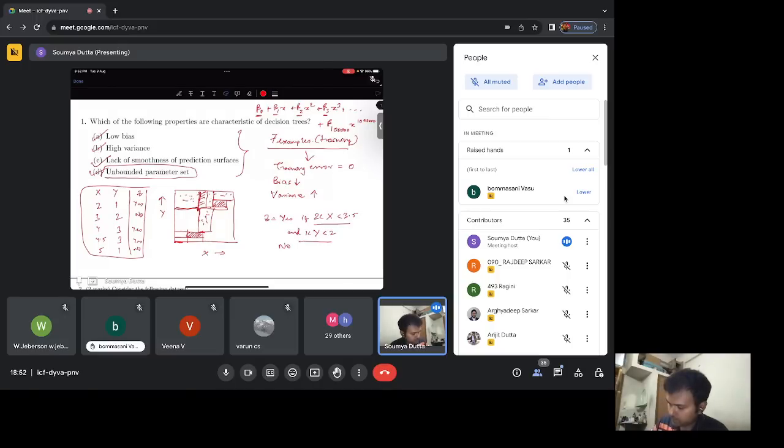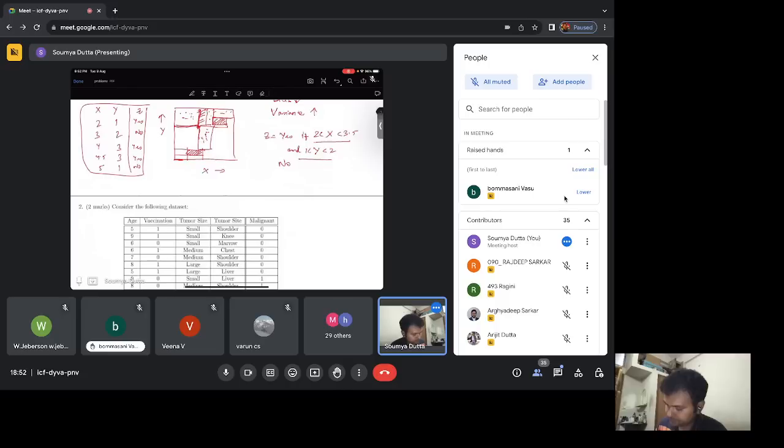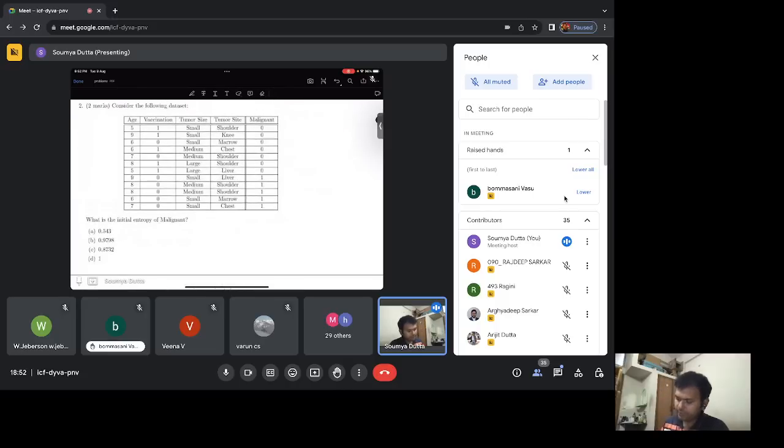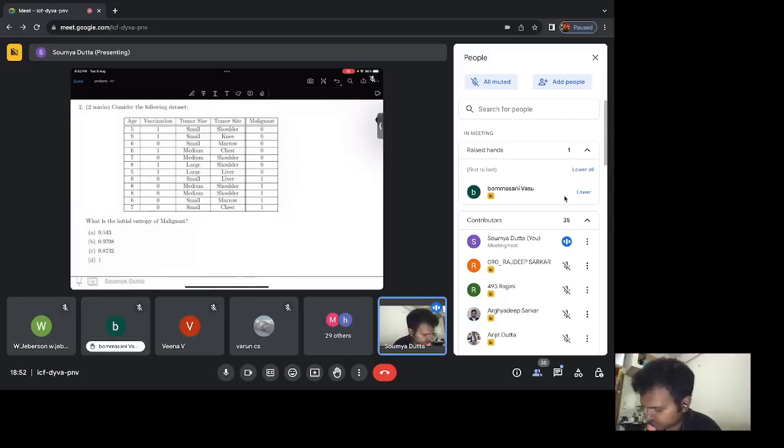Right. So let me go to the next question. Here we have a small example, and this looks at the entropy and the information gain. I thought of putting this example because entropy and information gain was what was taught in the class. There are 2 questions linked with this particular data set. The first question is, what is the initial entropy of malignant?